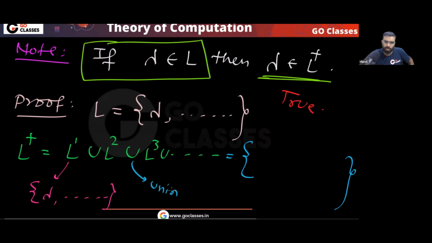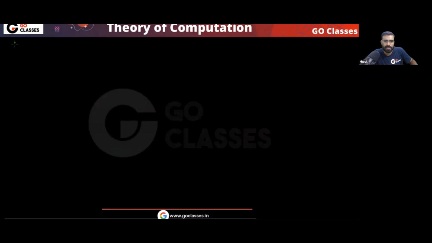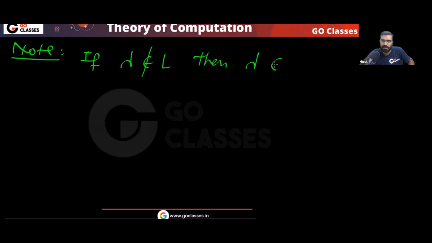We are taking the union. So ultimately I can say that definitely lambda will be there. Okay, this is the proof. Is this proof clear? So if lambda belongs to L, then lambda also belongs to L plus. Now tell me this point. If lambda does not belong to L, then can I say lambda does not belong to L plus?